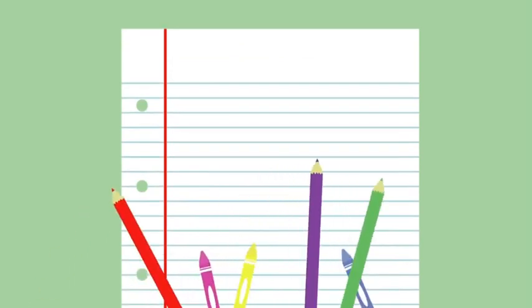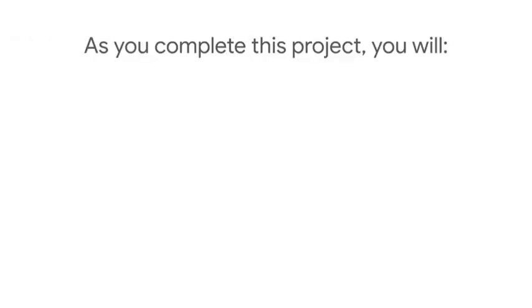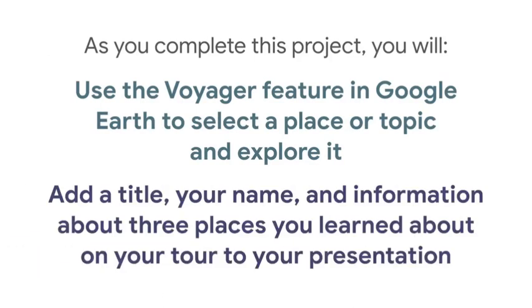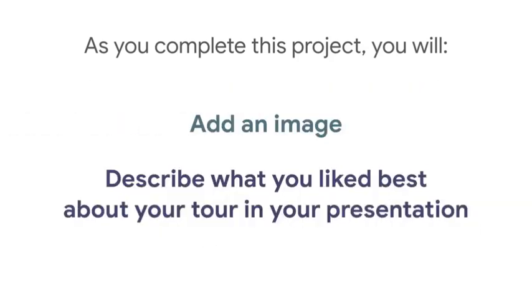As you complete this project, you will use the Voyager feature in Google Earth to select a place or topic and explore it. Add a title, your name, and information about 3 places you learned about on your tour to your presentation. Add an image and describe what you liked best about your tour in your presentation.